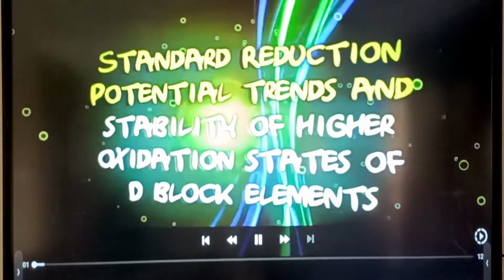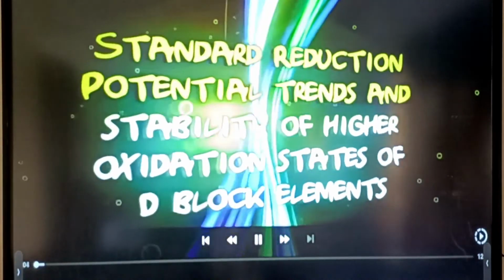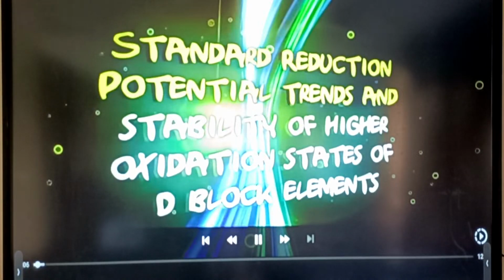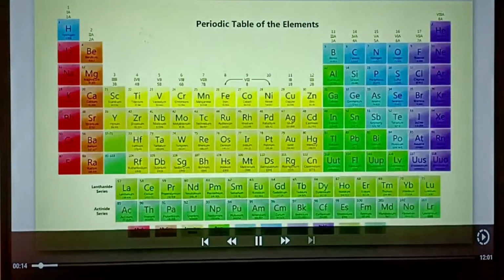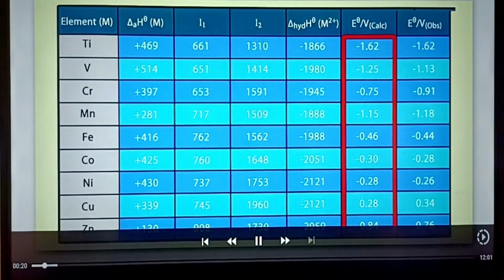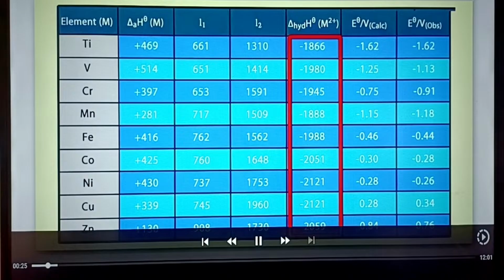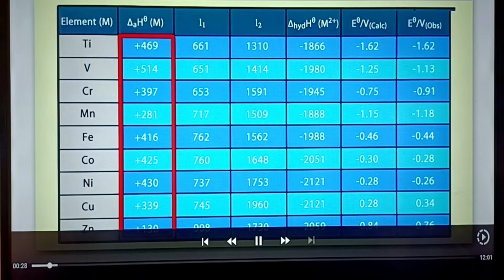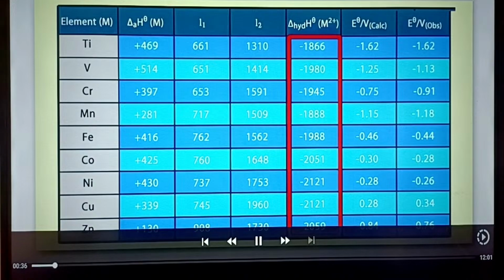In this module, we will be studying the standard reduction potential trends and stability of higher oxidation states of d-block elements. Here we can see the observed and calculated values of the standard reduction potentials for the reduction of M2+ ions to their respective metals. It also shows the thermochemical data related to the transformation of the solid metal atoms to M2+ ions in solution.